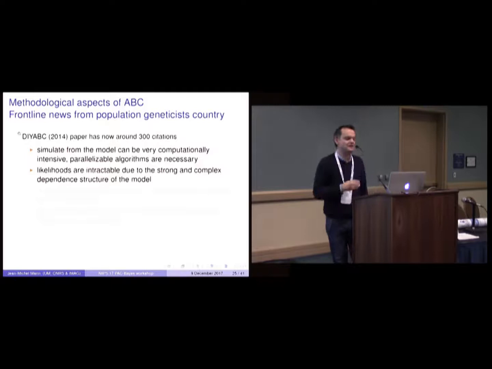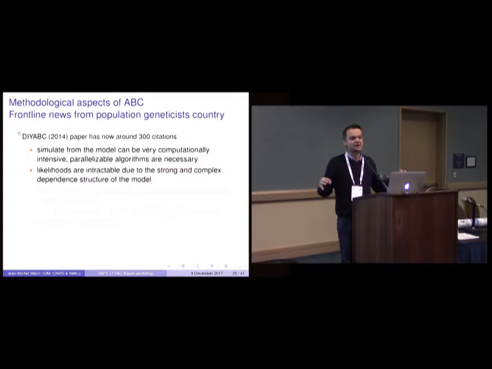The second one is that the likelihood is intractable due to the strong and complex dependent structure of the model. Okay, and that's a crucial point. If you have some IID data, I think, not in all cases, but in general, you can find better approximations than using approximate Bayesian computation. So use approximate Bayesian computation when the data set you observed has a very complex structure and you would like to recover this complex structure. For IID data, you have some other set of approximations, and for sure the variational and Laplace approaches can do a good job in that context.